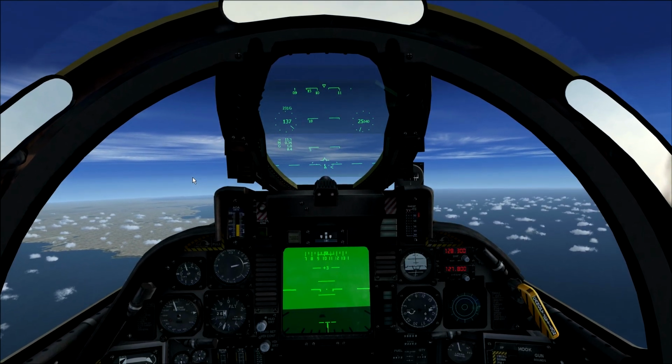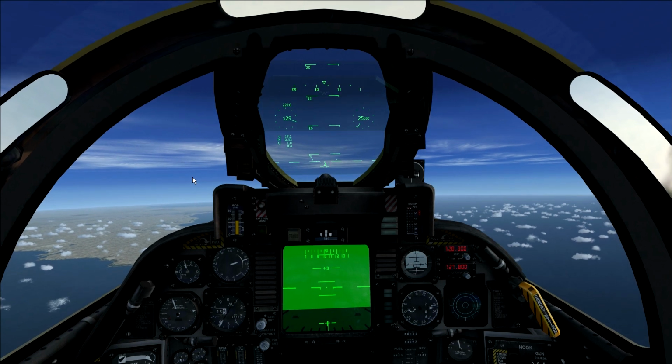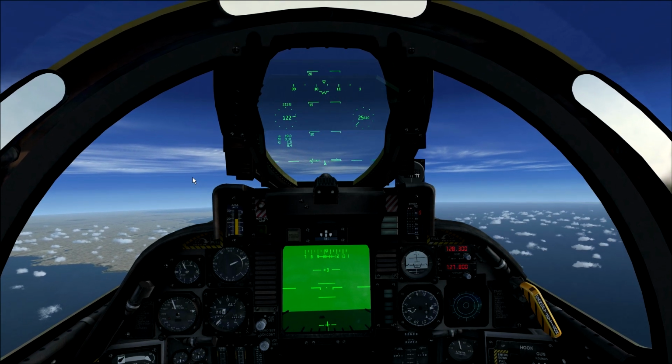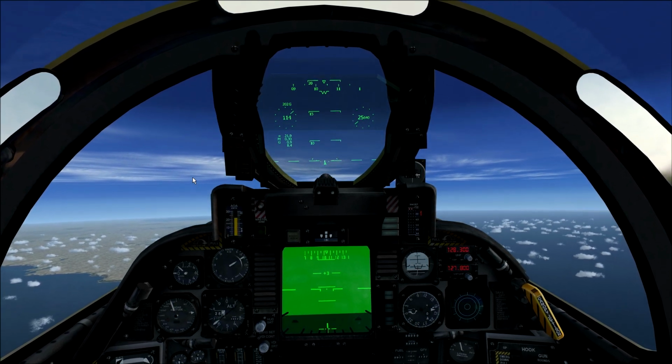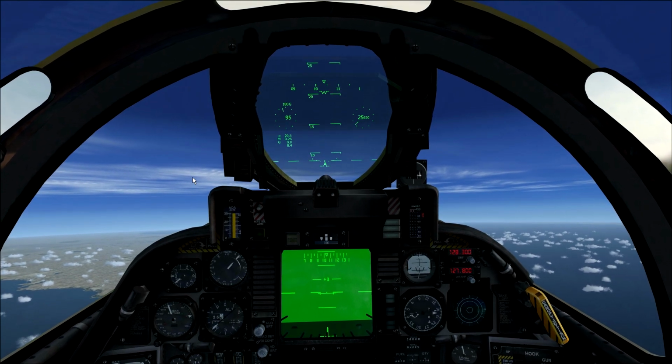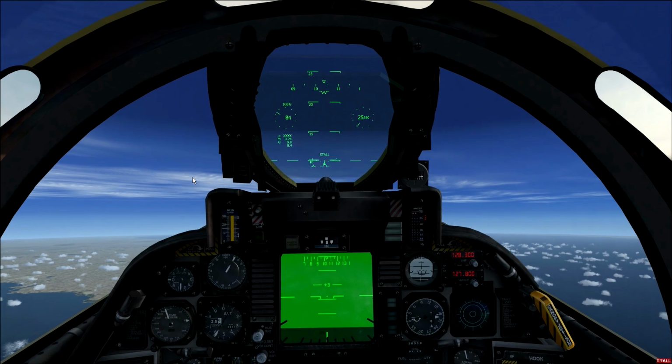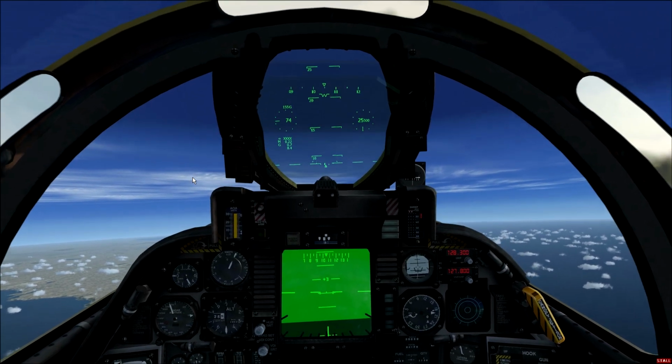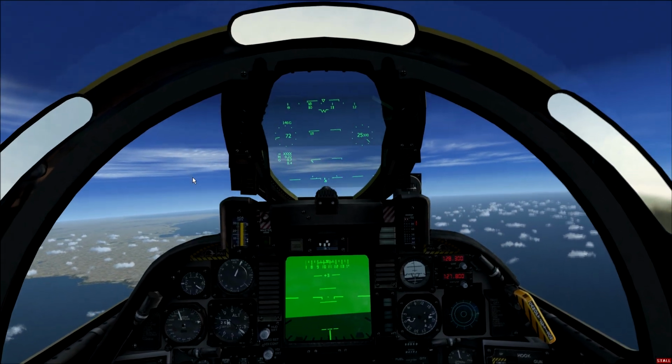So again, it's going to get up towards 30 units. We're going to be looking for any indication of a wing rock. We've got a buffet coming in there, you can hear it. Yeah, here goes the wing rock at 30. It's very gentle at this point. Into the stall, nose is dropping.